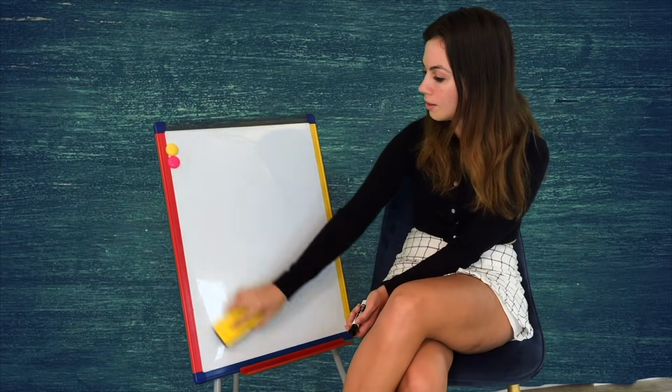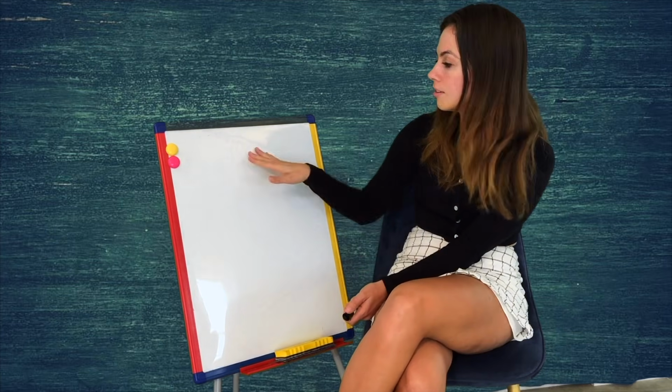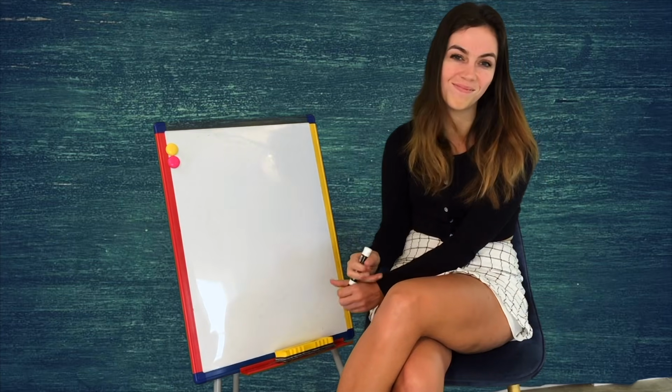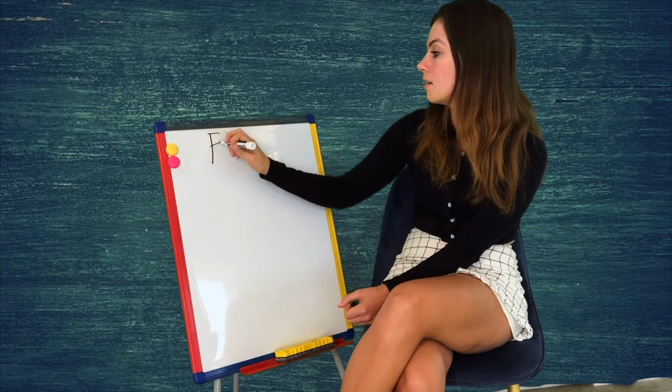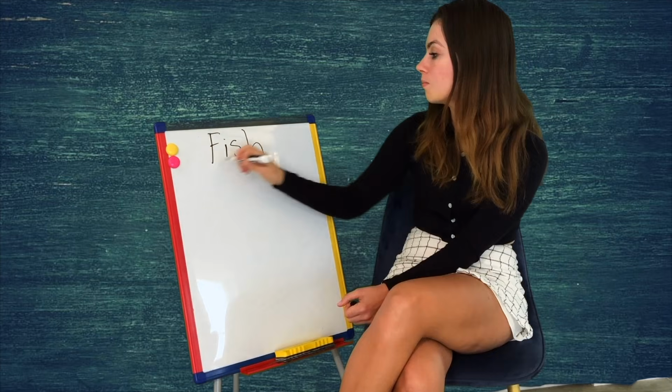Oh, and I forgot one. There are also birds, another type that I didn't include in there. So the first type that we're going to talk about today is fish.